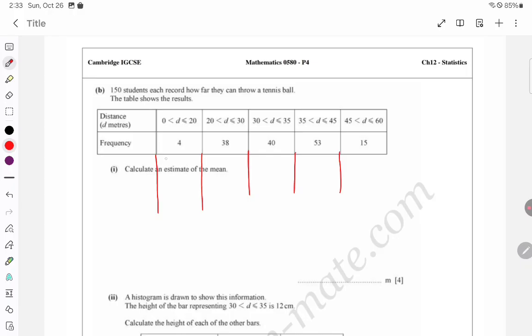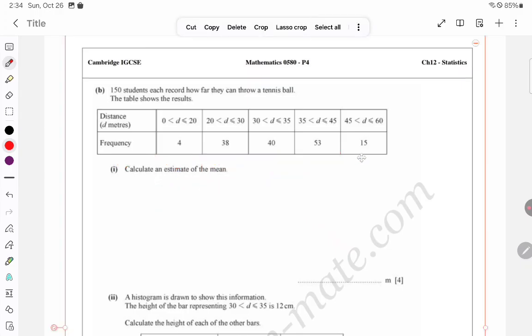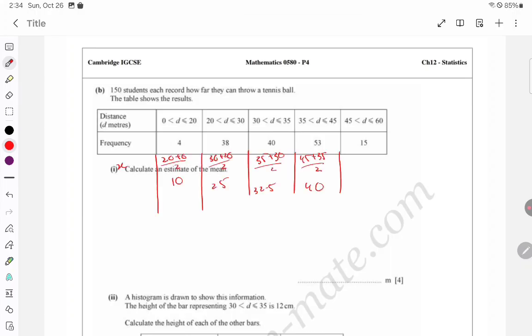Again, 20 plus 0 divided by 2 for x gives you 10. 30 plus 20 divided by 2 will give you 25. 35 plus 30 divided by 2 gives you 32.5. 45 plus 35 divided by 2 will give you 40, and 60 plus 45 divided by 2 will give you 52.5.